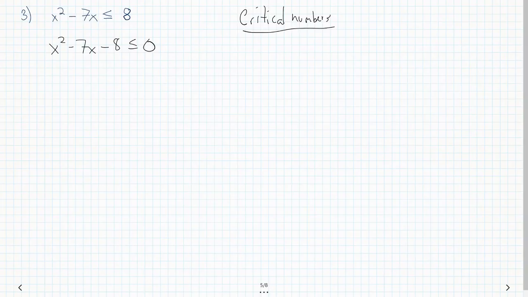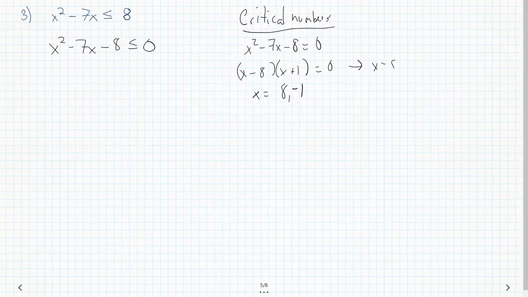And what are those critical numbers? All we have to do is set that equation equal to 0. So x squared minus 7x minus 8 equals 0. And notice this thing factors nicely. We get x minus 8 and x plus 1 equals 0. So that means x equals 8 and negative 1. And the reason why that became 8 and negative 1, you go x minus 8 equals 0 and x plus 1 equals 0. Here are two equations you set equal to 0. Add 8 to both sides, you get x equals 8. And subtract 1 from both sides, you get x equals negative 1. That's where those two come from.